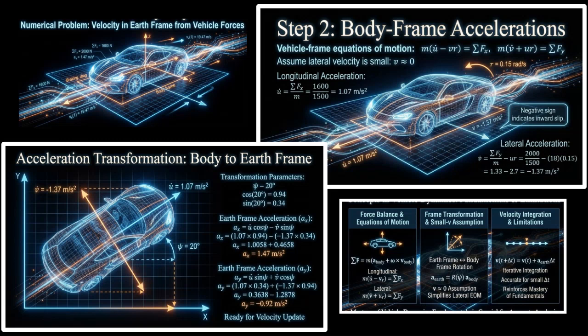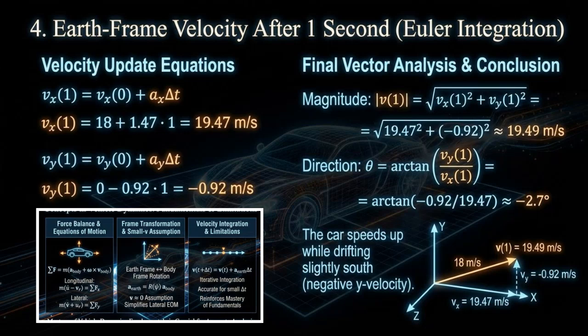These body frame accelerations are then transformed into the earth frame using the rotation matrix and the yaw angle. Finally, the earth frame velocity of the vehicle is computed after 1 second. Using simple vector analysis, the magnitude of the velocity is calculated. The direction of the velocity is also determined with respect to the earth-fixed frame. This provides a complete description of how fast the car is moving and in which direction it is traveling in the inertial frame of reference.